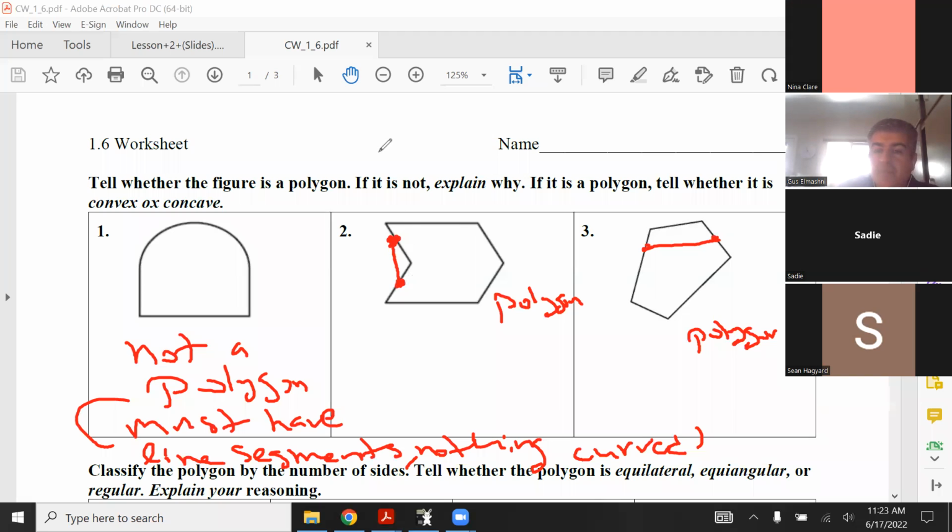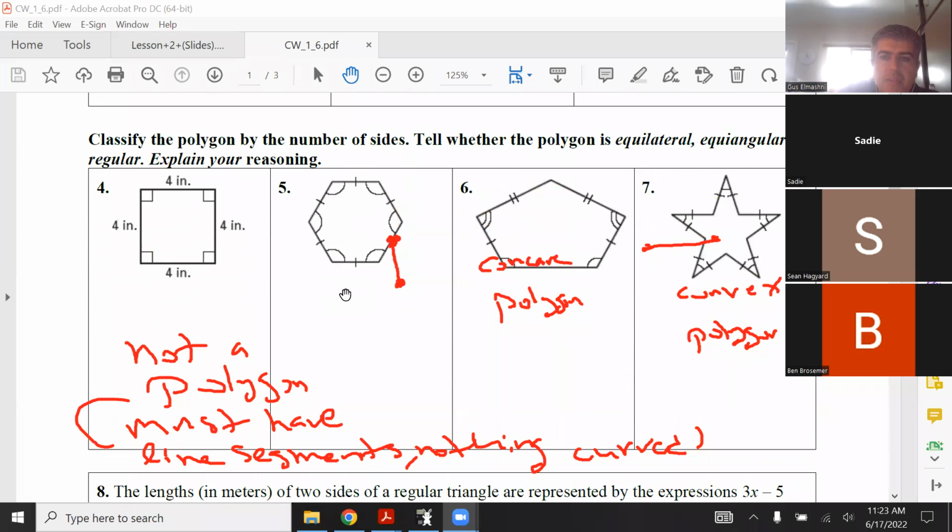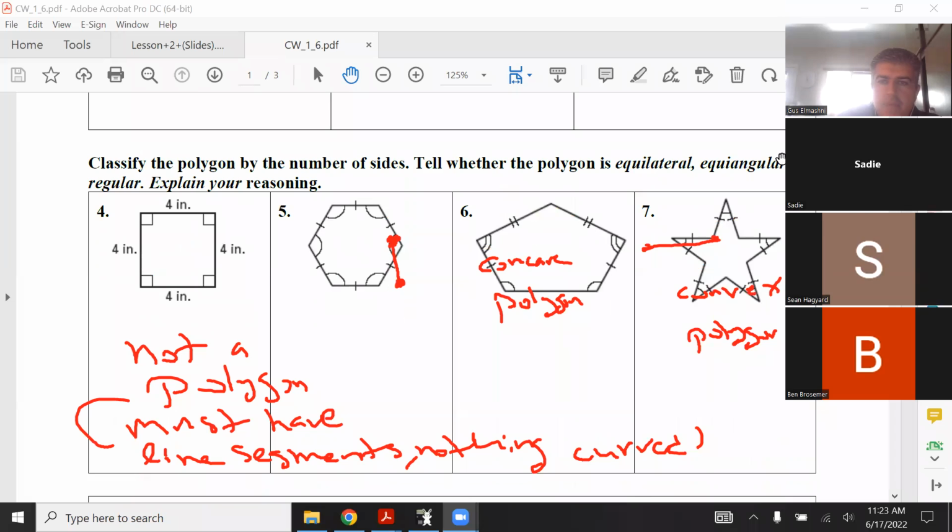Nina, go ahead. Is it concave? Concave, very good, excellent. It caves in, think of it like that too, right? So obviously the other ones, it's opposite, it's convex. All right, that was pretty easy.